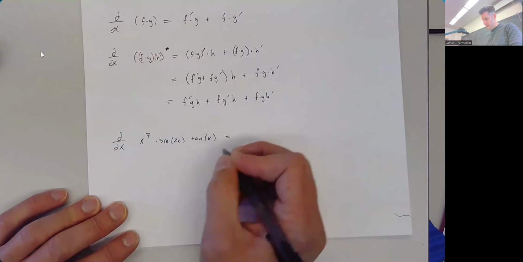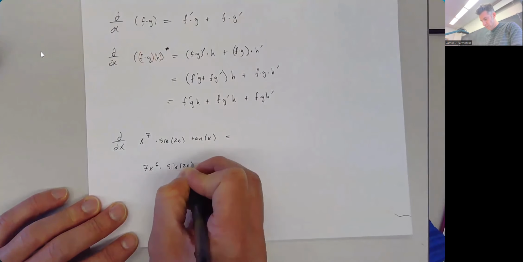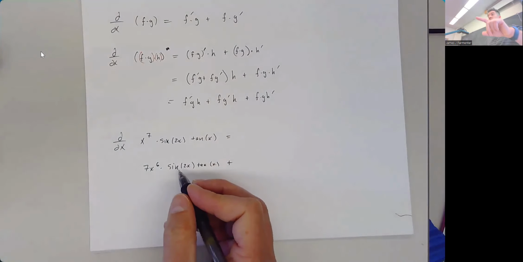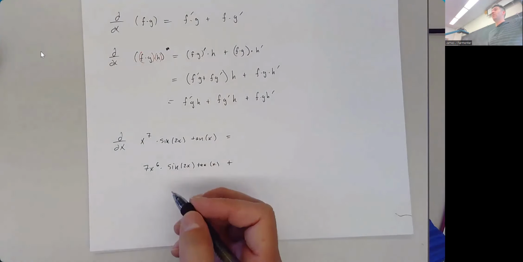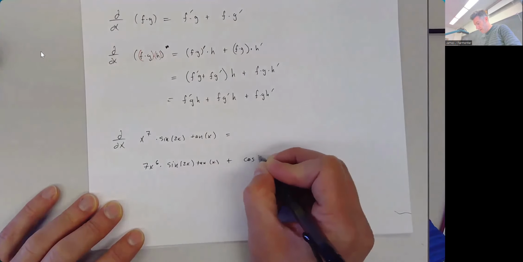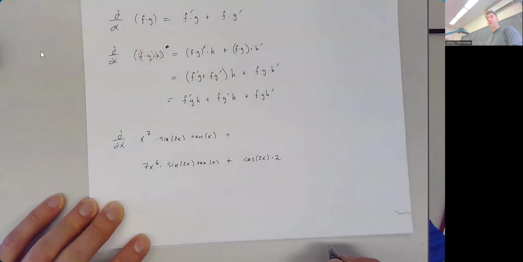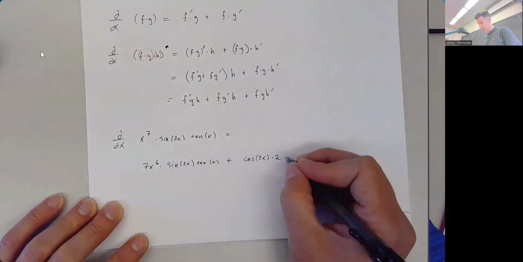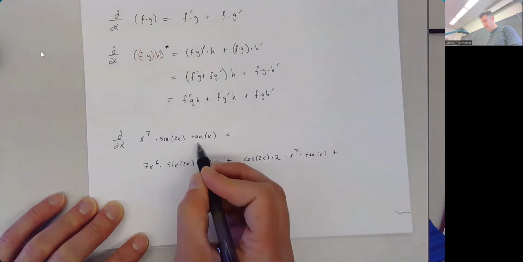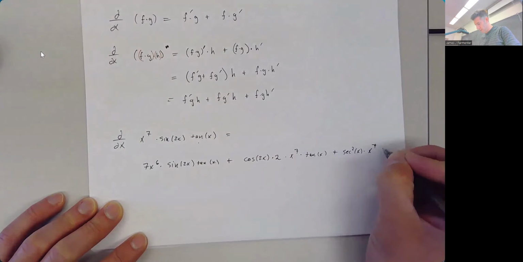So it would be 7x to the 6th times leave the other two pieces alone. And then the derivative of sine of 2x, I have to use the chain rule here. Derivative of sine of x is cosine of x. Derivative of sine of some stuff is cosine of the stuff times the derivative of the inside stuff. And then I leave the other two pieces alone. So I have an x to the 7th times the tangent of x. And then finally, the derivative of tangent of x is secant squared of x and leave the other two pieces alone.